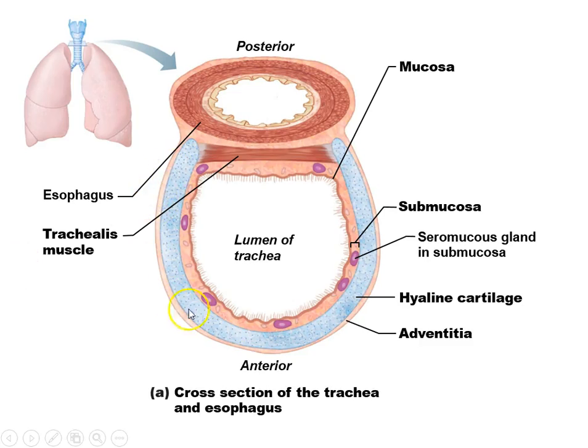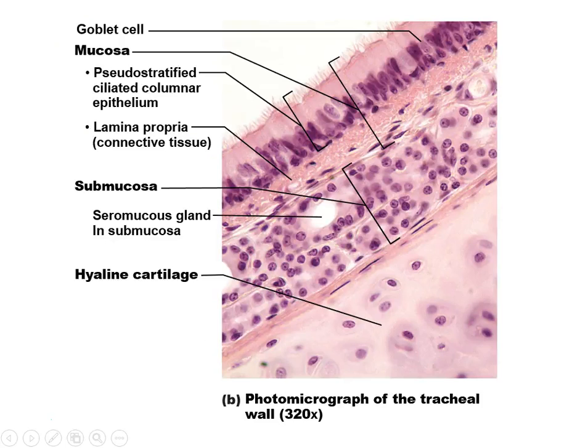Here's a nice view showing the C-shaped cartilages that make up our trachea. It's really important for this to stay open, so the cartilage helps it do that. It helps it stay patent. That's so that air comes in and out. We never want this to close. We always want air to be able to move. We don't want it to be able to collapse.